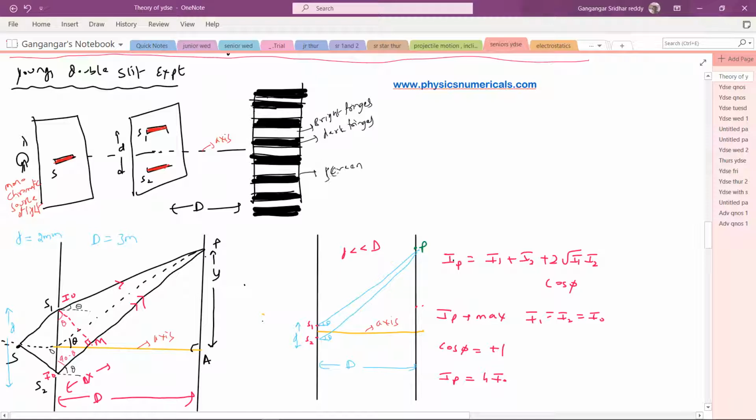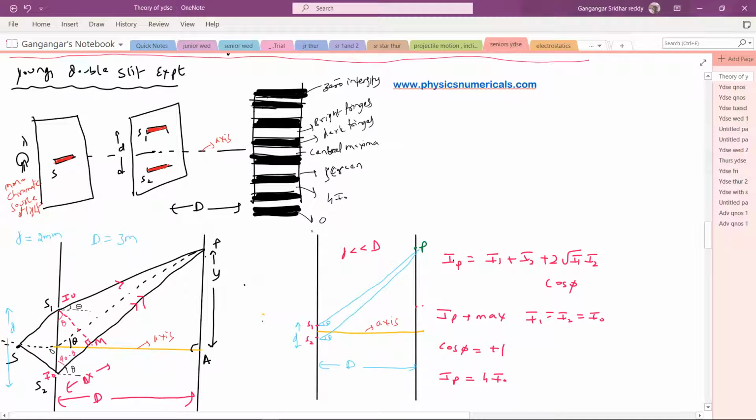Now we have to explain why the fringes have this shape and why alternate bright and dark fringes are noticed. This particular one is called the central maxima. So how do those particular conditions arise? First, the intensity at this point will be 0. The intensity at this point will be maximum, which is equal to 4 I naught. The intensity here will be 0.